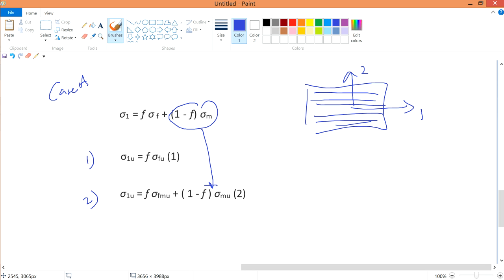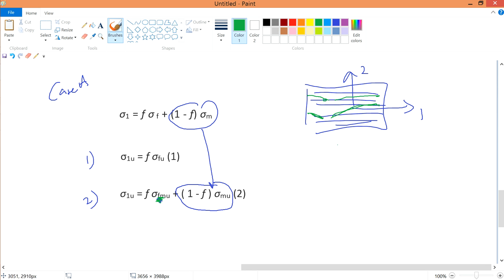Your matrix is still using the ultimate strength of the matrix. However, this term over here will start to talk about the failure onset of the fiber, because your fiber has already broken. For example, if one or a few fibers are broken, then you're going to talk about the new stress. So this FMU is when the failure of the fiber starts to occur. When the failure starts to occur, this is the amount of stress that the broken fiber can take.